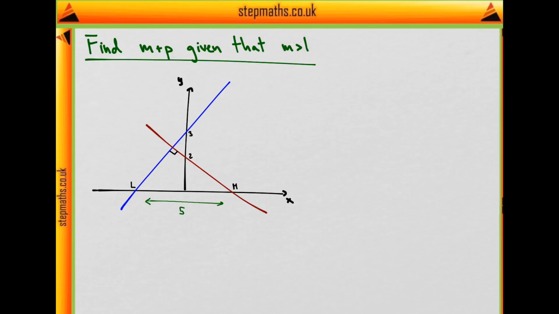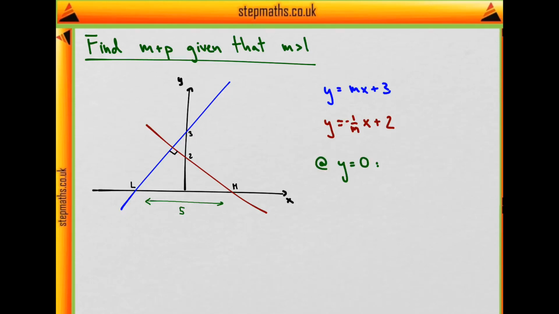So let's write the equations of the two lines. For the blue one, its y-intercept is at 3 and gradient m, and for the red line, intercept 2. I haven't put anything with the gradient because they denoted it p, but because we know it has to be perpendicular to the line of gradient m, the red line's gradient has to be minus 1 over m. That's a general rule for perpendicular lines in the Cartesian plane.